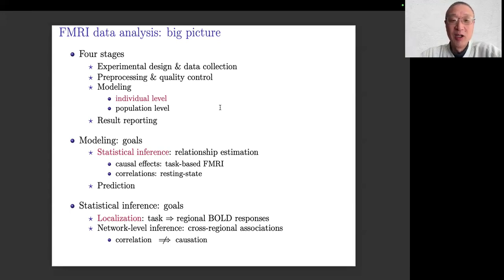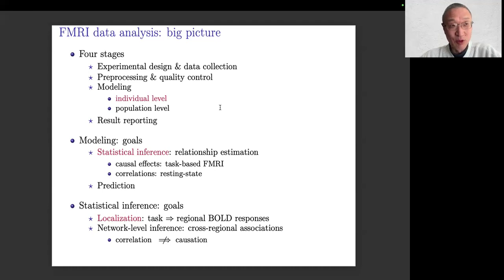That will go through a list of steps about quality control and how to align the data to the standard space, for example, smoothing, etc. The third stage is about modeling. The common practice for modeling is currently divided into 2 steps. First, analyze the data at the individual level, then move to the group level.